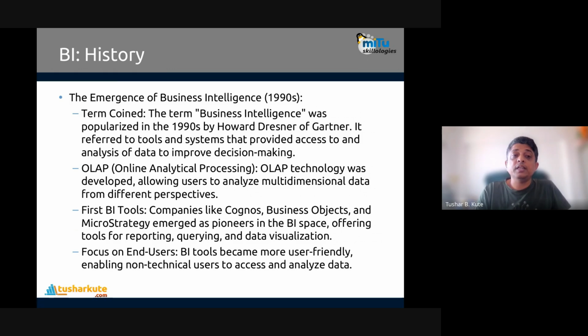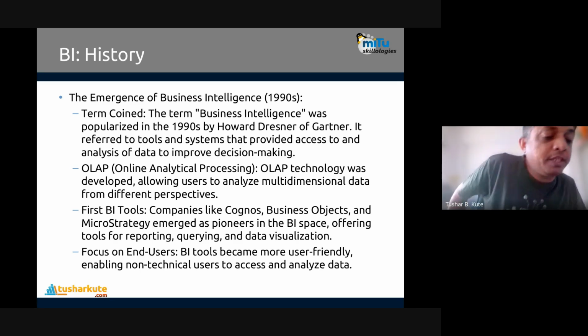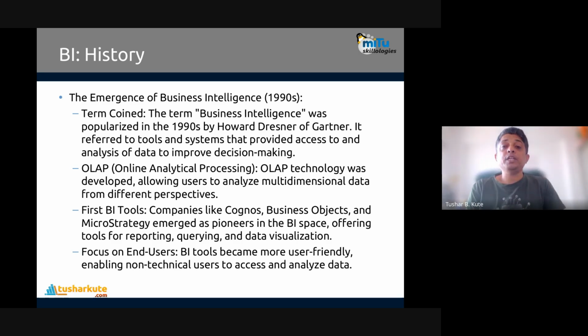In the 1990s, the term business intelligence was coined by Howard Dresner of Gartner, which referred to tools and systems that provided access to and analysis of data for improved decision making. He coined this term to define how I can use my data for the growth of my business, and make appropriate, usable business decisions basically.